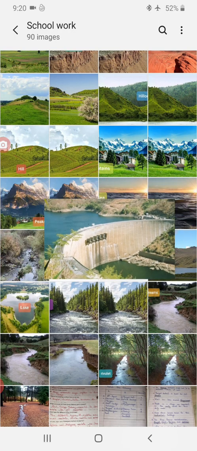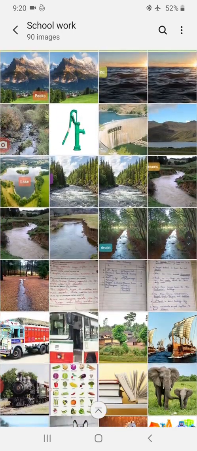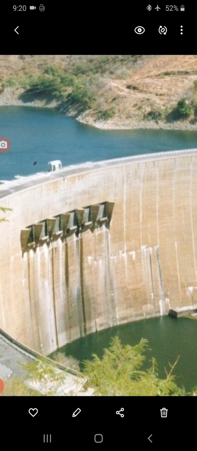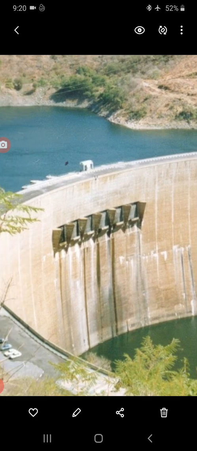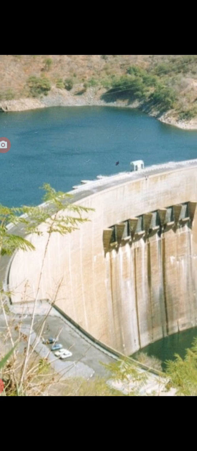So what is a reservoir, children? This is called a reservoir. Okay, so if in the dam there is an excess amount of water, that is, more water, then this water is let out from the dam to the other side of the wall. And that water is used for agricultural purposes, that is, for the farmer to cultivate different types of crops.